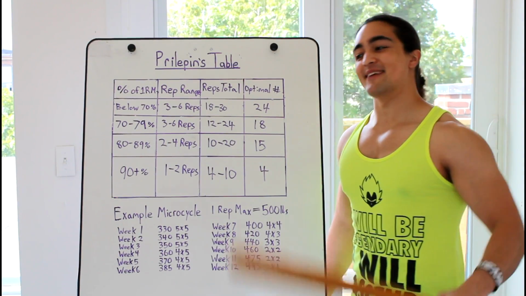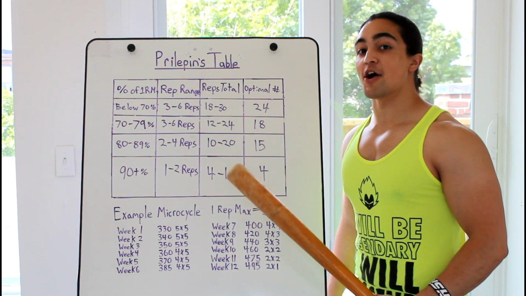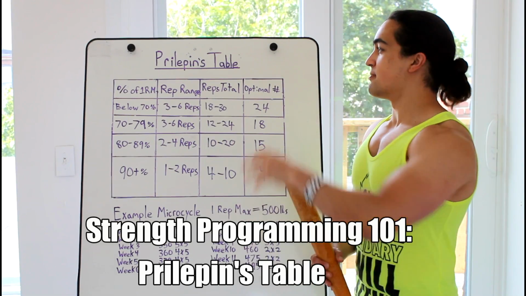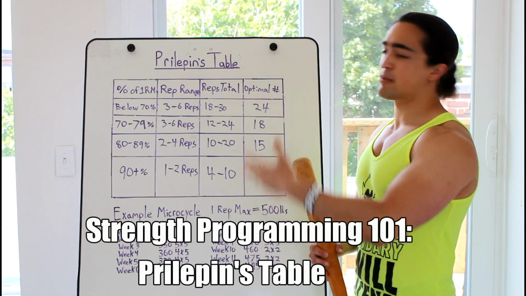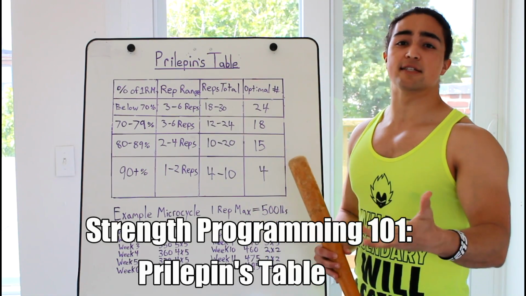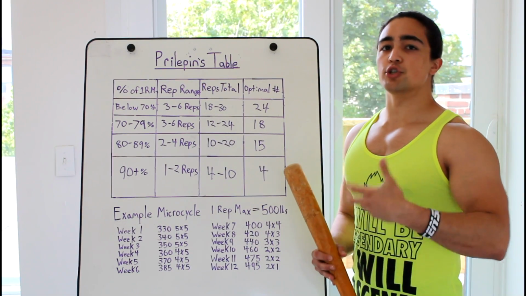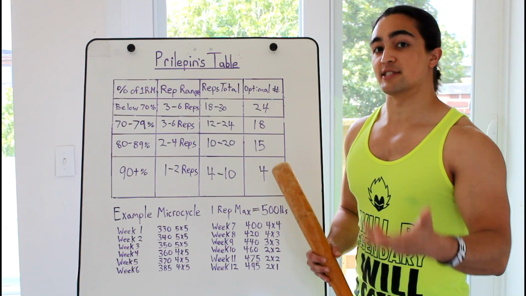Omar Esop here. In this video today, we are finally talking about programming. Yes, strength programming, if you want to become stronger. This table right here, called Prilepin's table, contains everything you need to know in terms of volume, reps, sets, and intensity, what you should do in order to become stronger, as I said before.